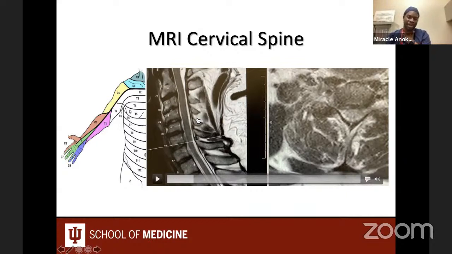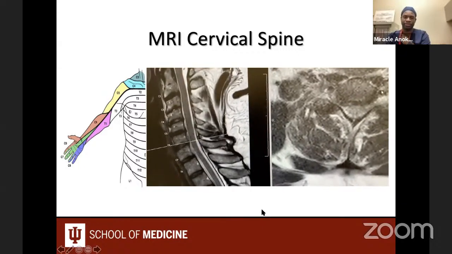I would not recommend doing anything from the back for this patient because this is mostly foraminal stenosis at multiple levels. The dissection to come from the back involves cutting multiple muscles, and it's more painful for the patient. And you don't get as much of a decompression and stabilization as you would if you came from the front. So coming from the front of the neck is called an anterior cervical discectomy and fusion.